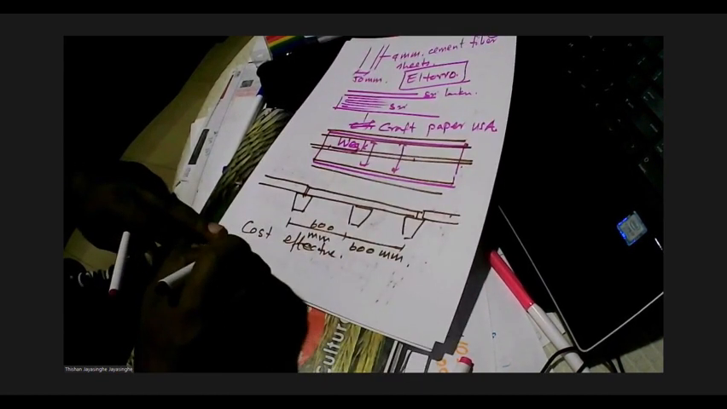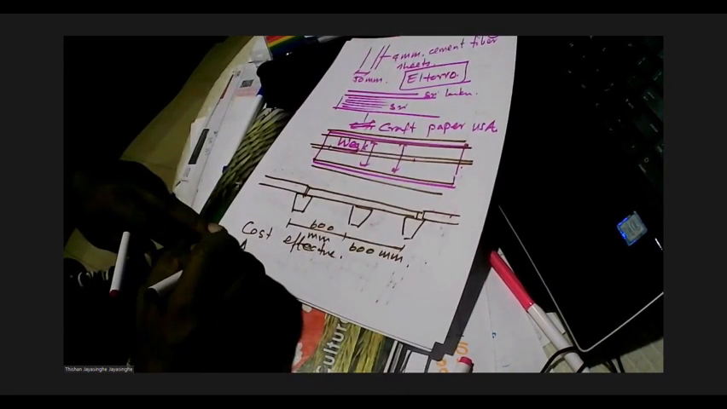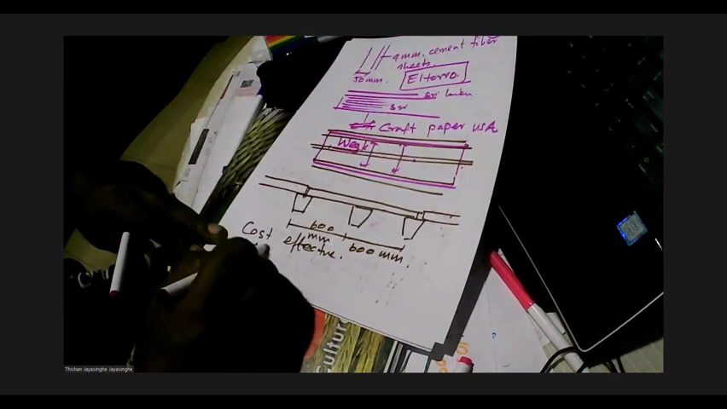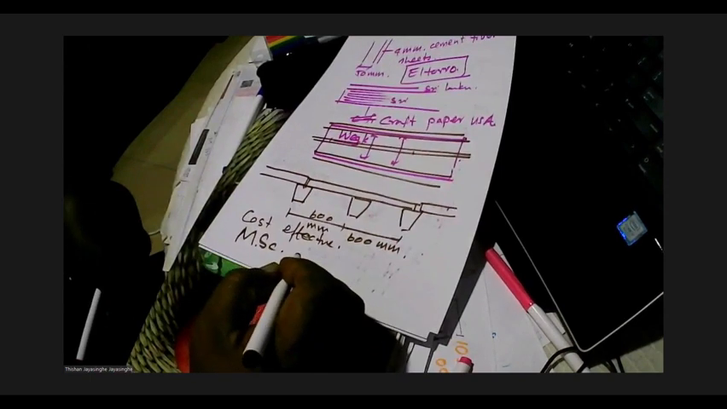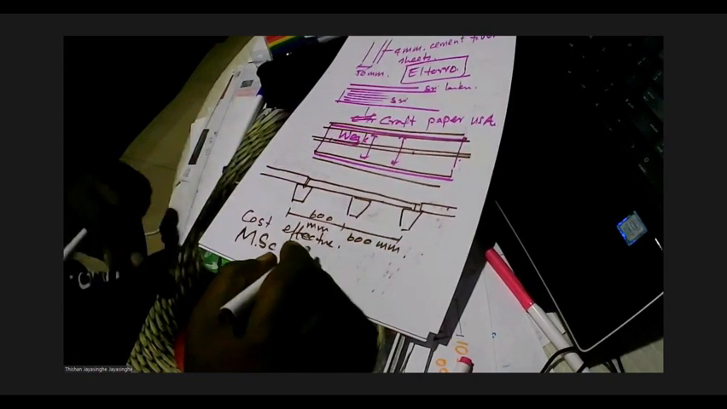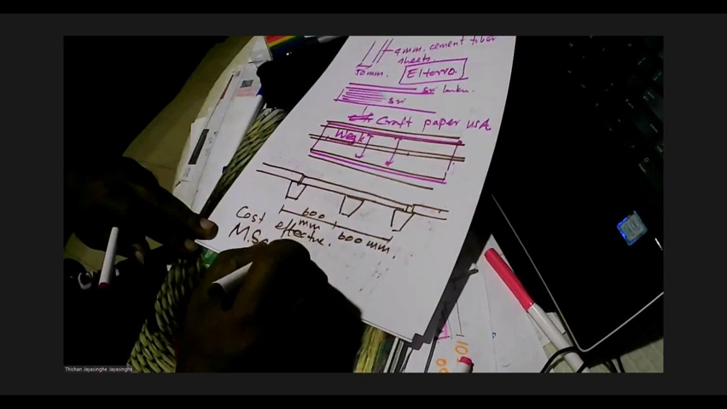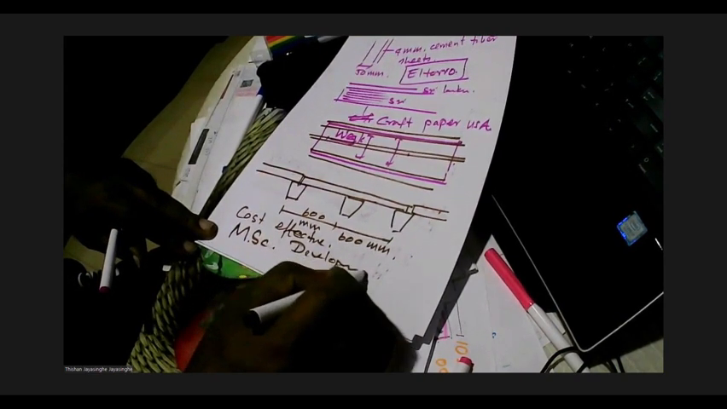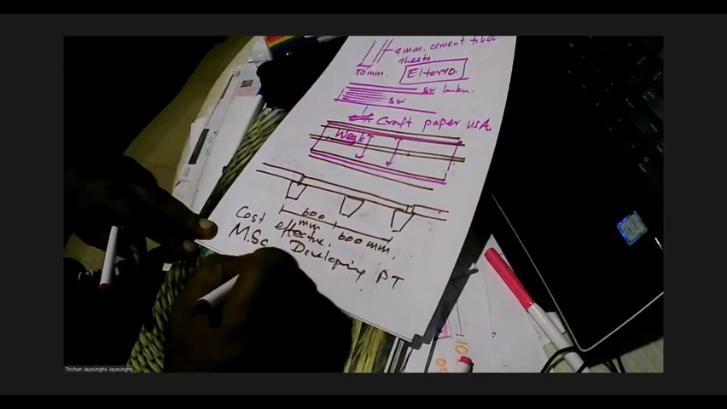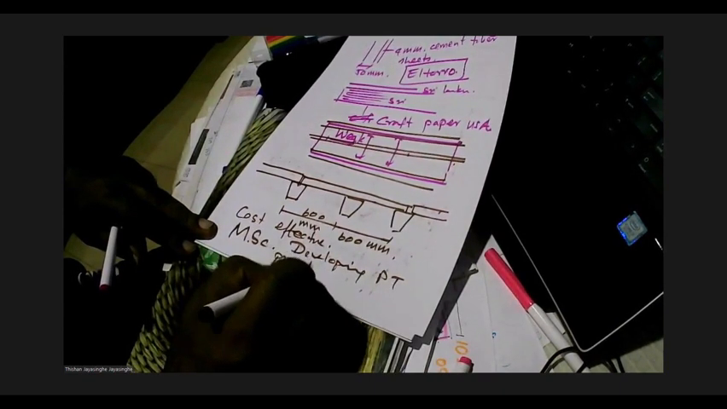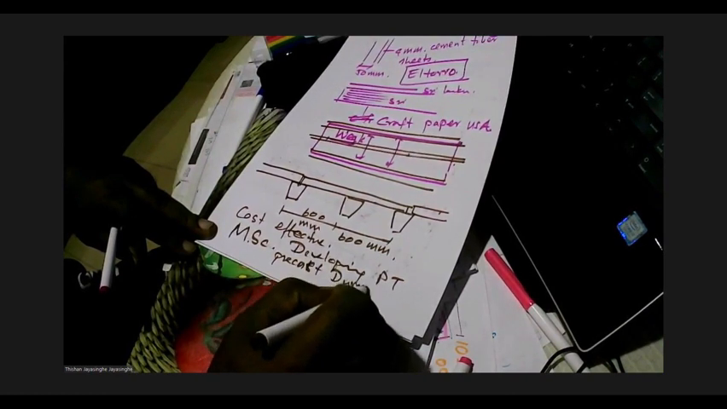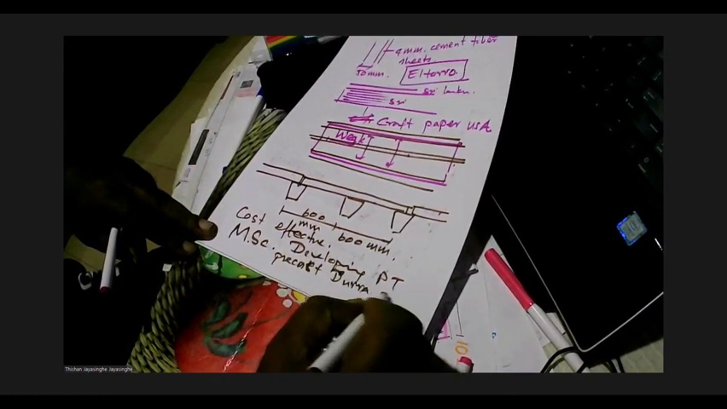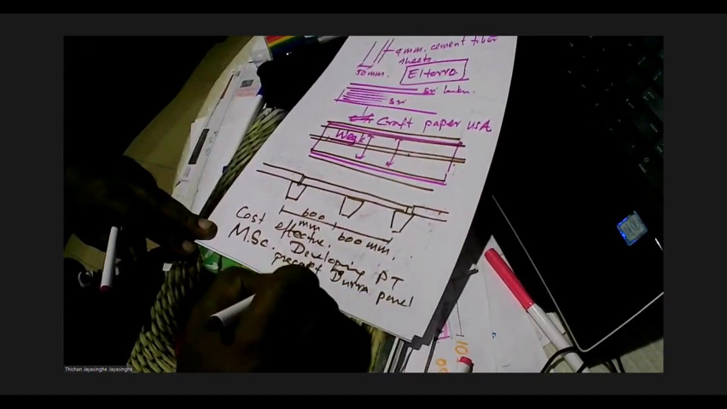So if anybody is interested in doing the MSc project, already you are selected one, but you find it hard to make it happen, you can try developing a PT, precast, Dura panel composite system.